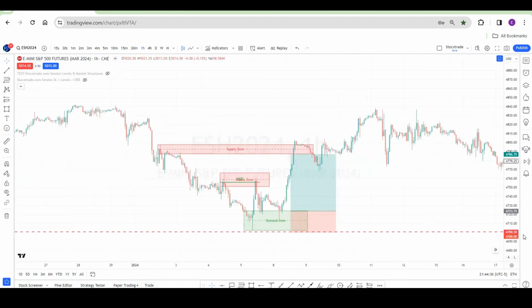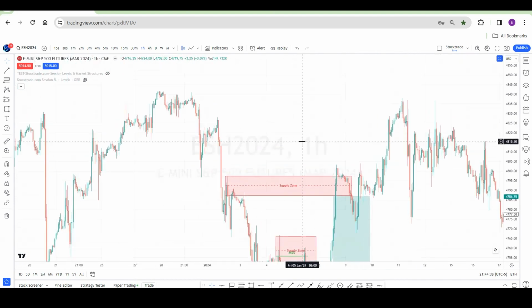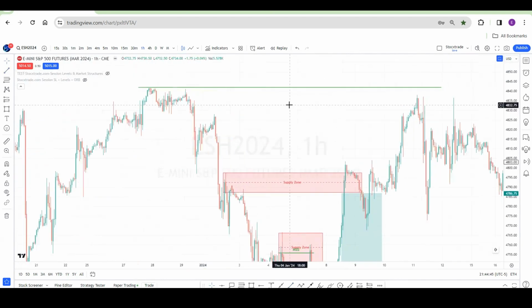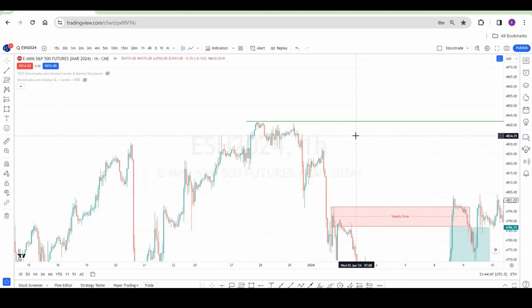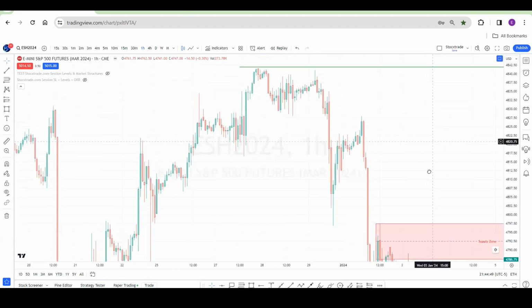Okay. And where is your liquidity? Extreme liquidity. I usually don't go with this liquidity level. I usually go with the supply zone. Okay. The second last supply zone. So what is the second last supply zone?